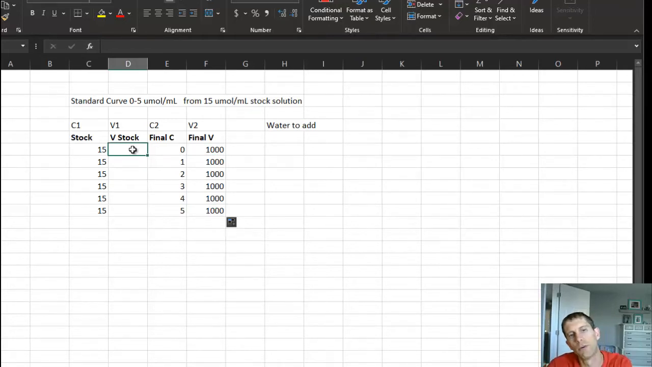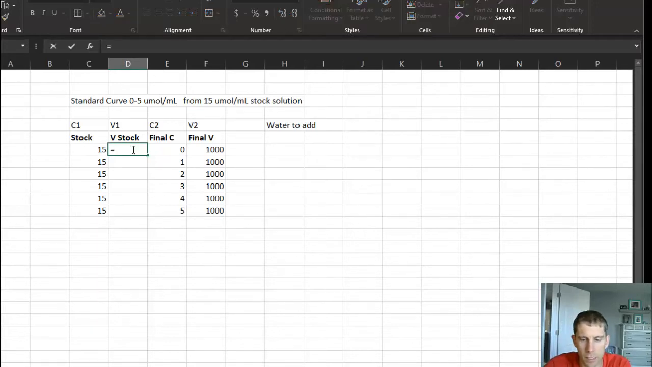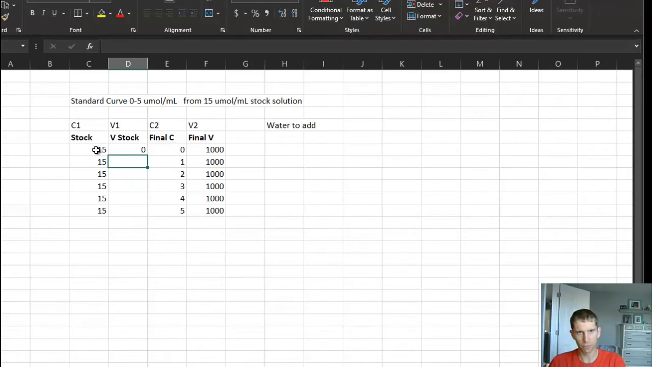So solving for V1, I'm going to take C2 times V2 divided by C1. So I'm going to say equals C2 times V2 divided by C1. It's the same thing every time, but I'll just do C1 anyway. So for the first, if we want a 0 micromole per milliliter concentration, it makes sense that we're going to add exactly 0 milliliters of our stock solution.